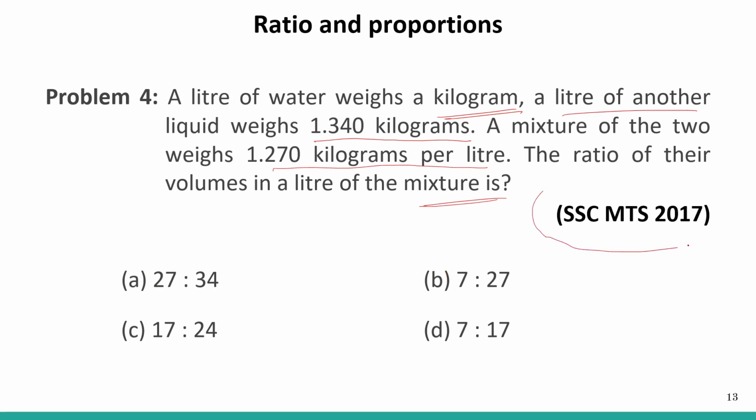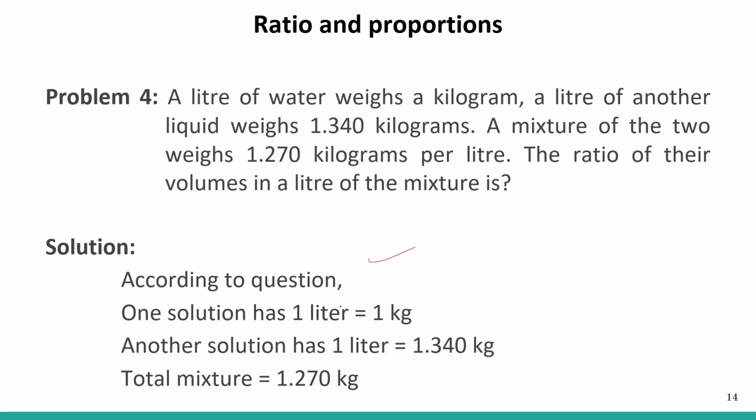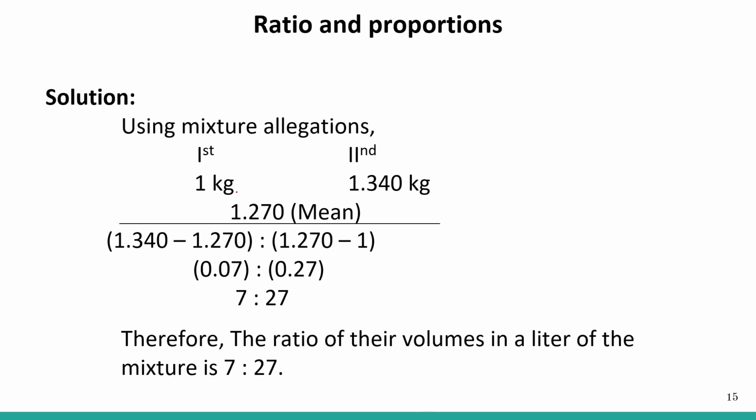This question has also been asked in the SSC MTS 2017 exam. According to the question, one solution has 1 liter of water, so 1 liter is equal to 1 kg. Another solution has 1 liter equal to 1.340 kg. The total mixture is 1.270 kg. So using mixture alligation, the first is 1 kg and the second is 1.340 kg, with 1.270 as their mean. 1.340 minus 1.270 is to 1.270 minus 1. That is 0.07 is to 0.27. So 7:27 will be the required ratio.